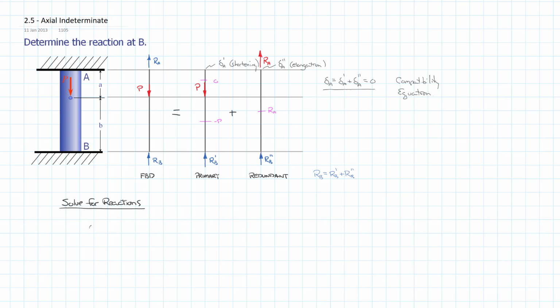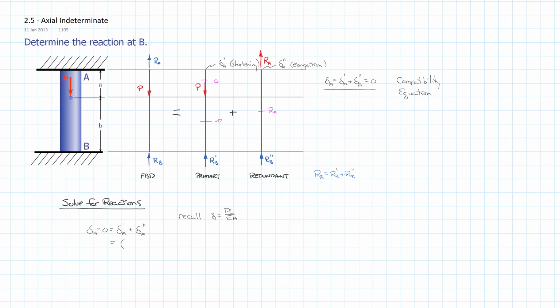And we do that because we know that delta at A is equal to 0, is equal to delta at A prime plus delta at A double prime, which is equal to, and this is where we're going to recall that our delta is equal to PL over EA. So in the case of delta A prime, our load, which we see from our primary system, is negative P, times our length. Now, it is only applied over the length little b, and A has no load in it, so we'll put in a b here, and we'll divide it by EA.